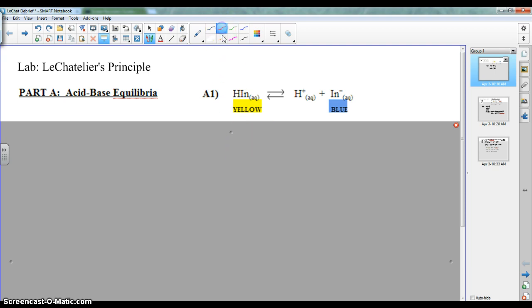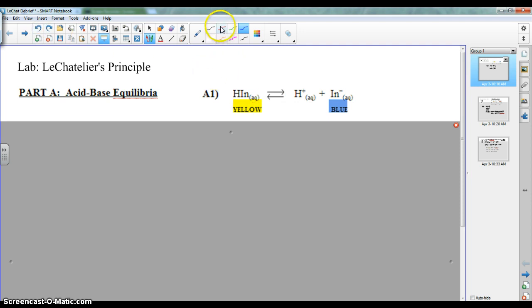Remember that in that equilibrium we had an indicator called bromthymol blue, and it's symbolized in this lab as HIN, meaning that the indicator itself is an acid. It has a proton in the front. That's what the H is for in HIN. And therefore, if we mess around with pH, in other words, the number of H plus ions in solution, shown right there, then we can shift the equilibrium to the right or to the left.